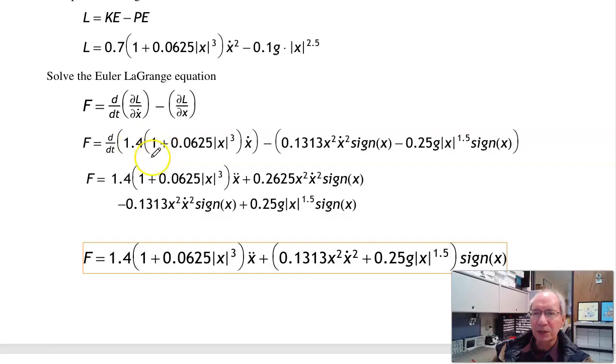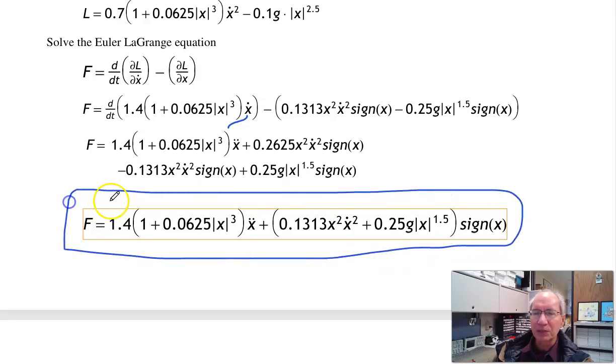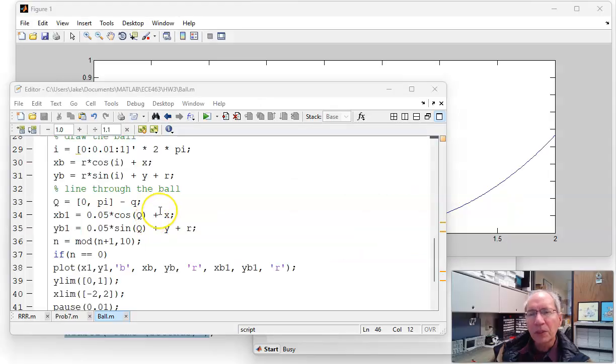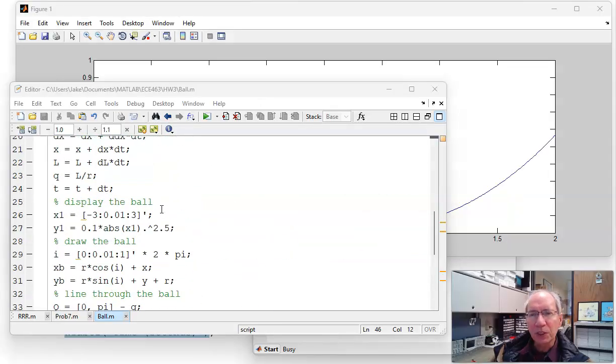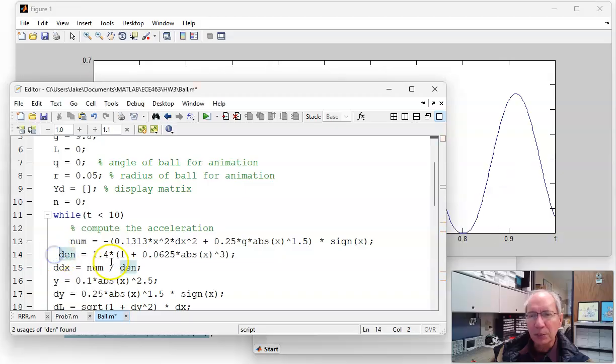Take the full derivative, derivative with respect to x dot, derivative with respect to x cubed, sine of x, minus this term minus that term. These partially cancel, giving you that for the dynamics. Now you weren't asked to simulate it, but if you did, here's one way to do it. Given the position of the ball, x, here's the numerator, here's the denominator, here's the acceleration.